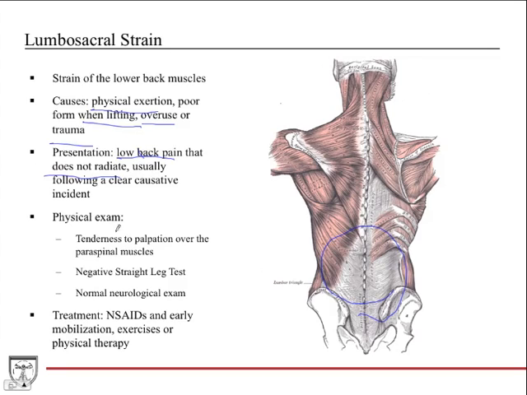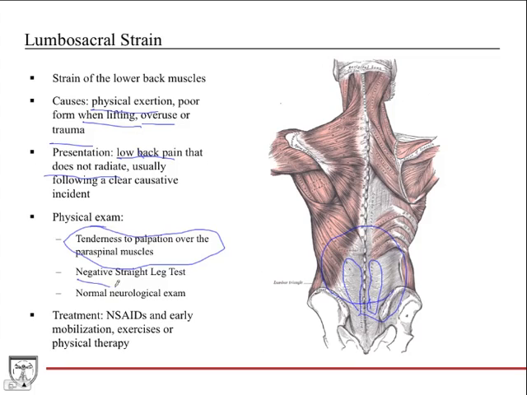On physical exam, this is a big thing to be aware of, and something you might actually see in a test question: tenderness to palpation over the paraspinal muscles. So paraspinal meaning the muscles just lateral to the spine. So in here and here. When the physician palpates or presses in this area and it reproduces the pain they have, that is what we mean by tenderness to palpation. That is a hallmark sign of lumbosacral strain, or lower back muscle strain, okay?